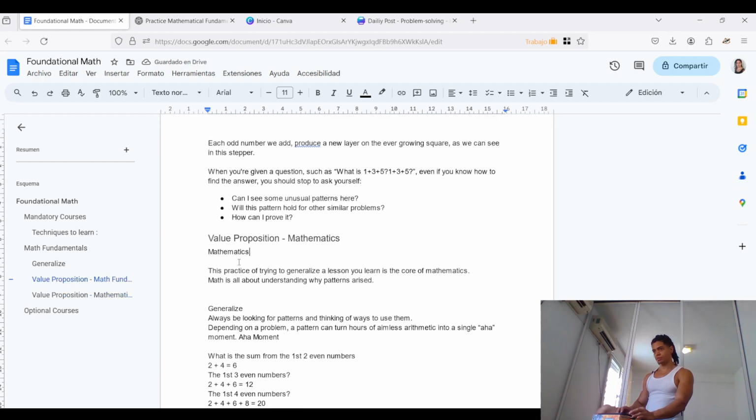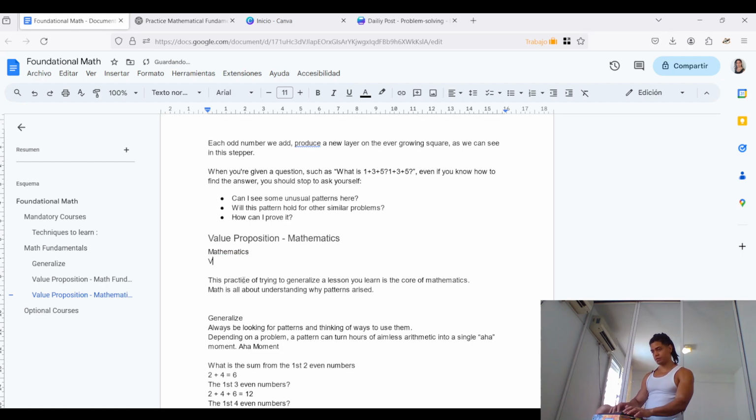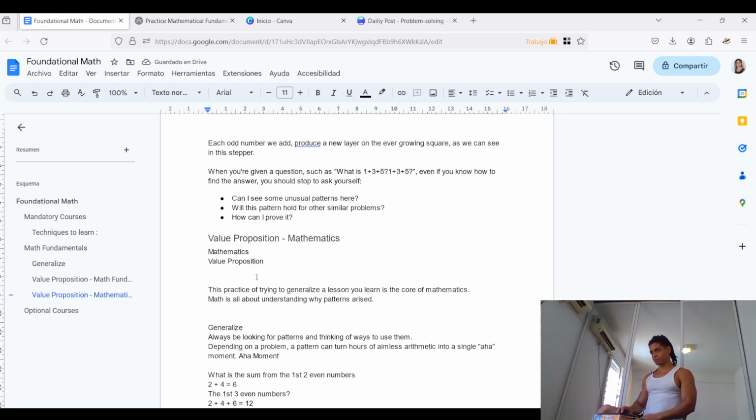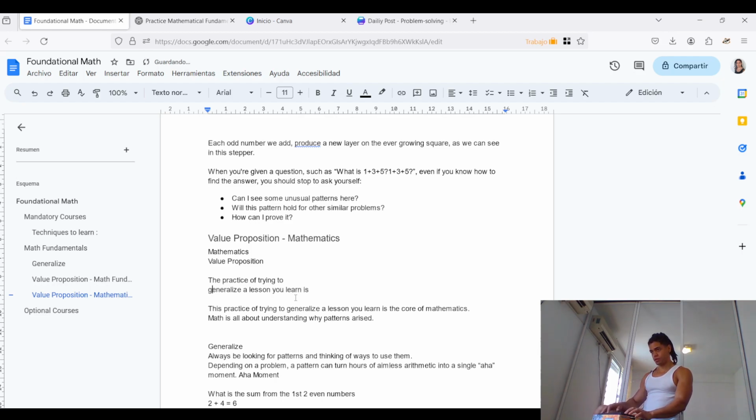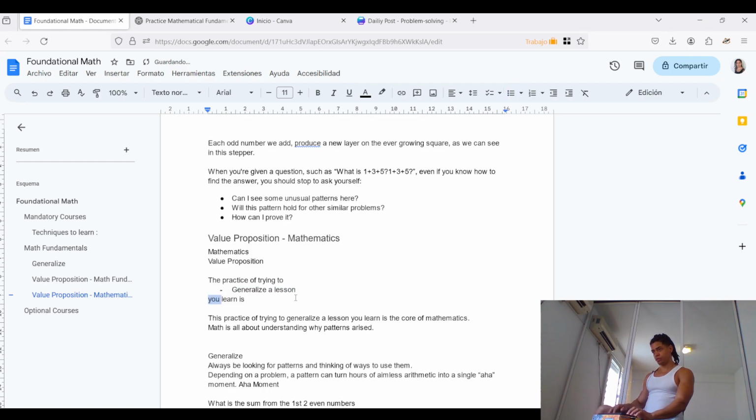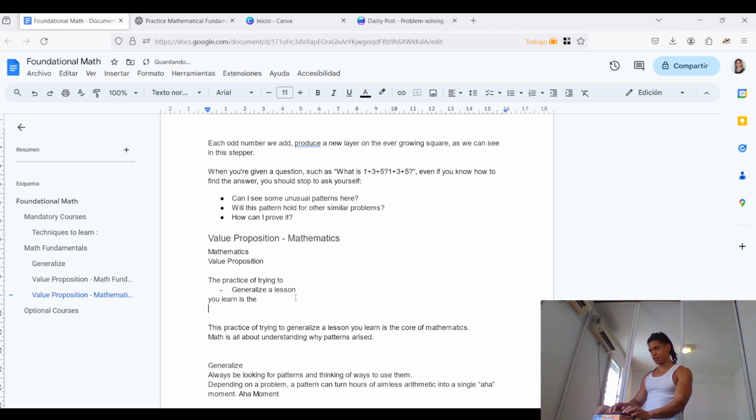Completely. There you get it, right? So the value proposition here, mathematics, according to brilliant.org, is that the practice of trying to generalize a lesson you learn is the core of mathematics.